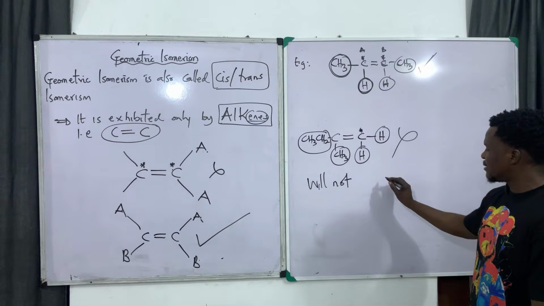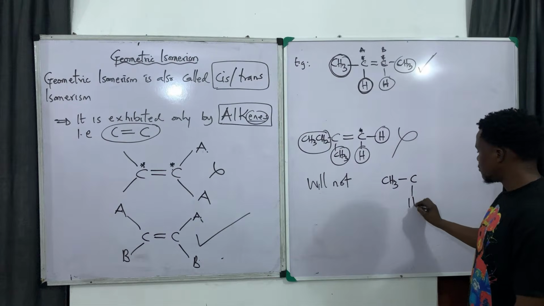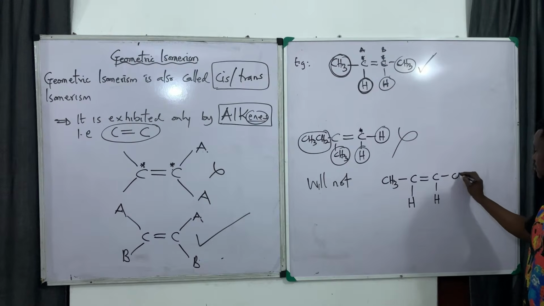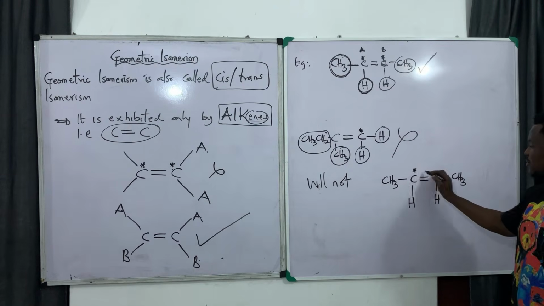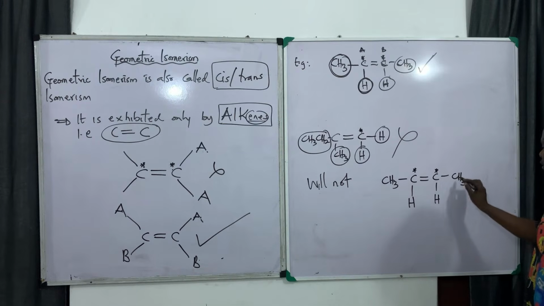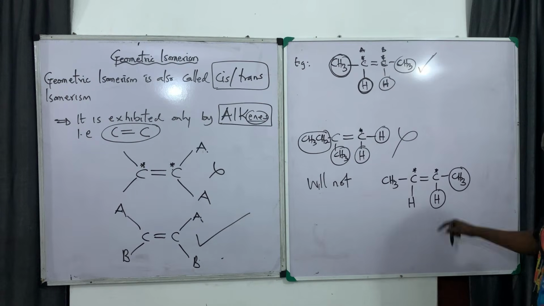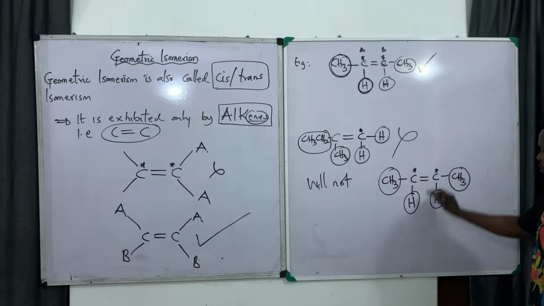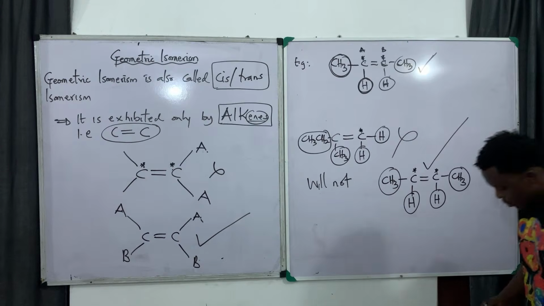Now the next one: what if I have CH3 and we have this? Now this and this, they are different. This and this, they are different. So yes, this one will undergo geometric isomerism.